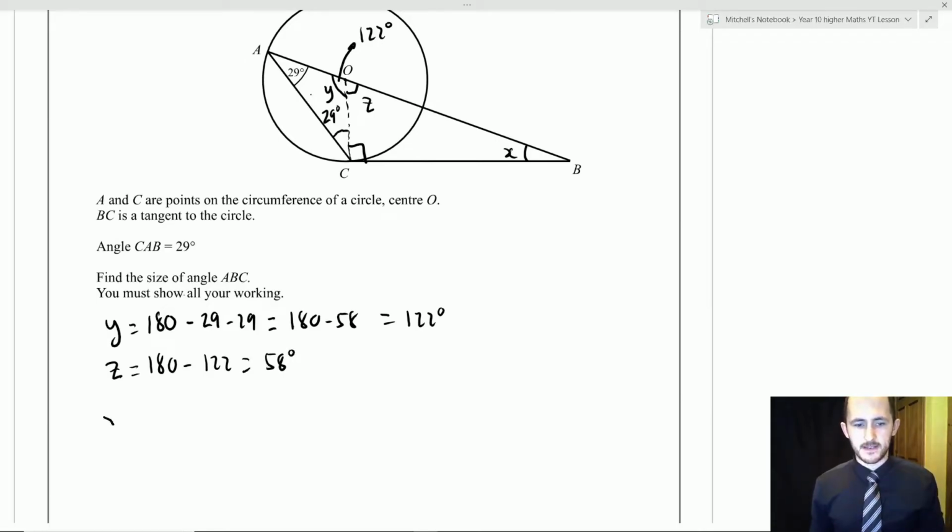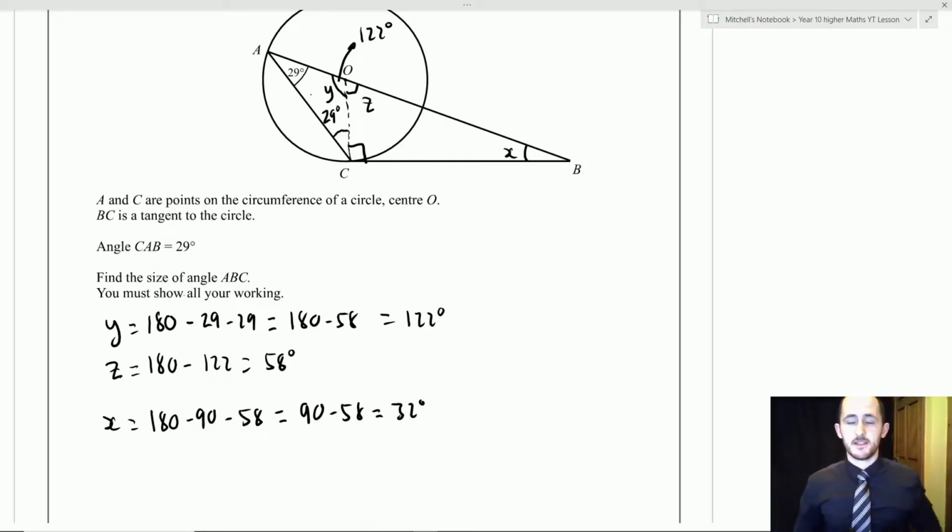So now angle X, once again, angles add up to 180. So we just have 180 minus the 90 degrees from the right angle, minus the 58 degrees from the angle Z, which gives us 90 minus 58, which is 32 degrees. 4 marks.